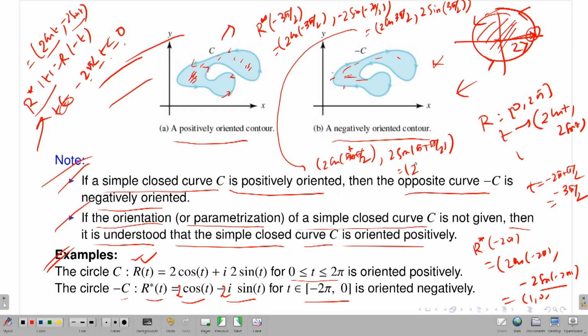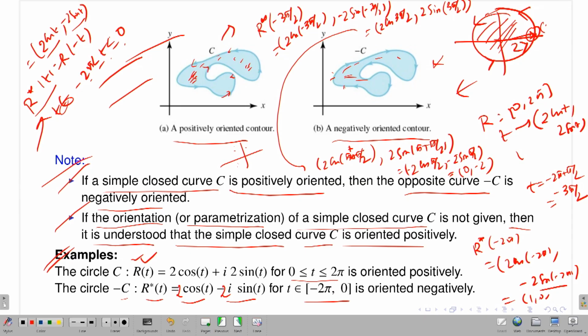So, 2 cos, so that means this should be cosine. So, look at pi plus pi by 2. So, that means I have pi plus, all sine tan. So, this is negative. So, that means minus pi by 2. And what about this one? Sine, all sine tan. So, that means minus 2 sine pi by 2. But cosine of pi by 2 is 0, right? That will give you (0, minus 2).